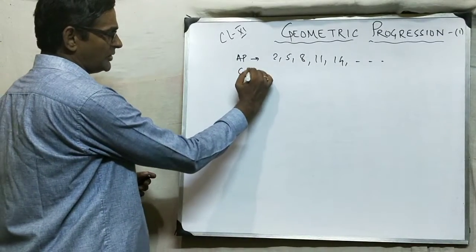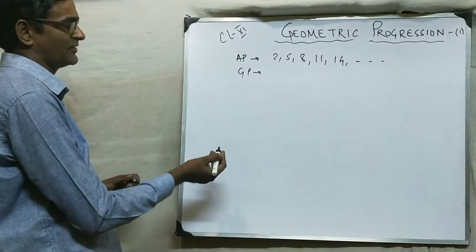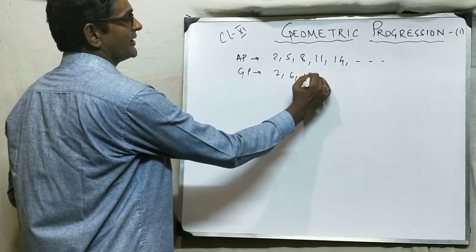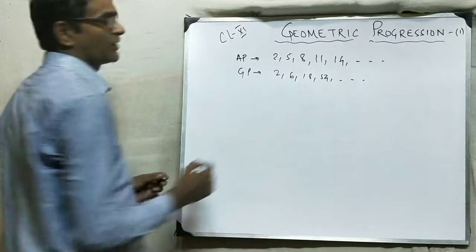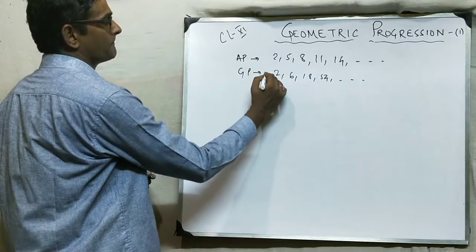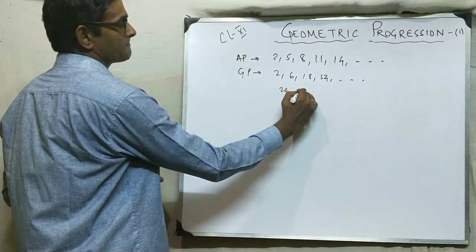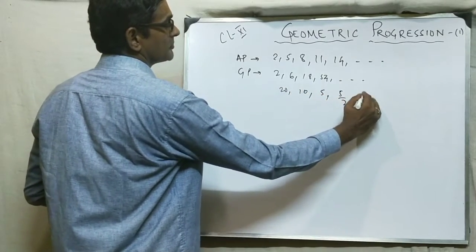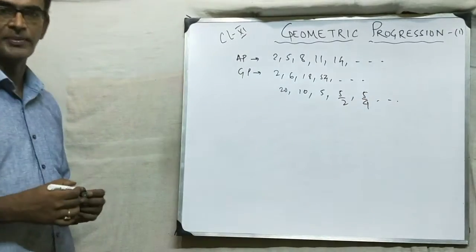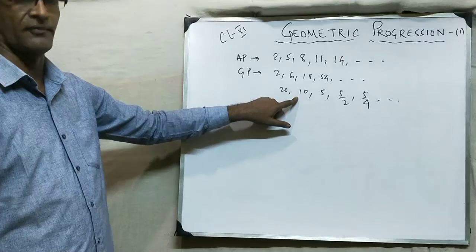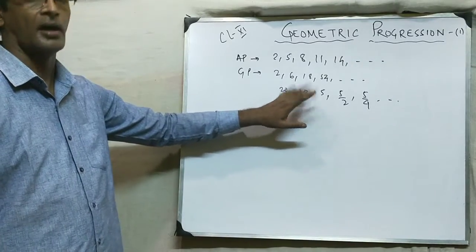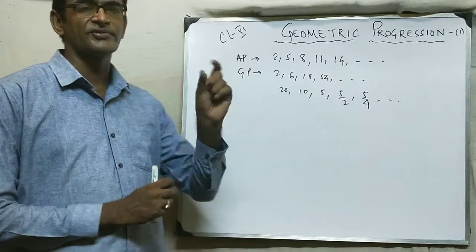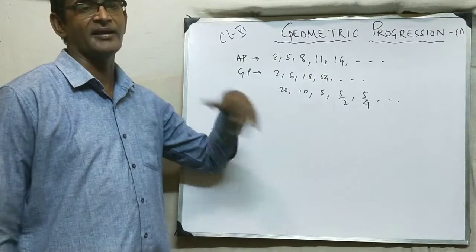But in GP, what we do? We multiply a certain number. Suppose 2, 6, 18, 54. Okay, this is a GP. Or you can say 20, 10, 5, 5 by 2, 5 by 4. This is a GP because we are multiplying by half. Dividing by 2 means multiplying by half. So in GP, we multiply each term by a certain number and get the next term.